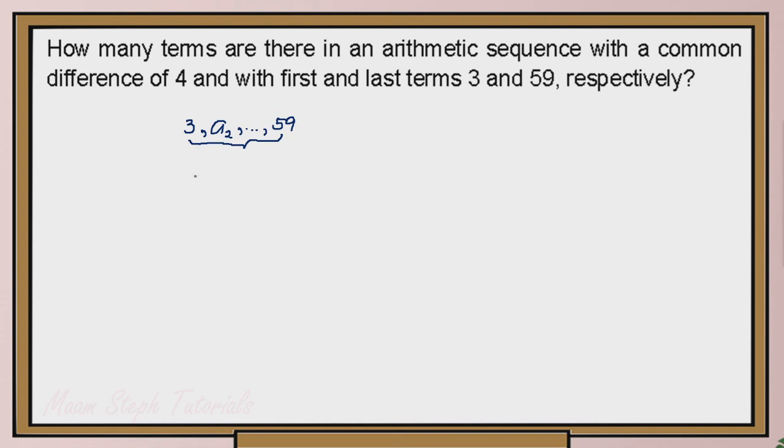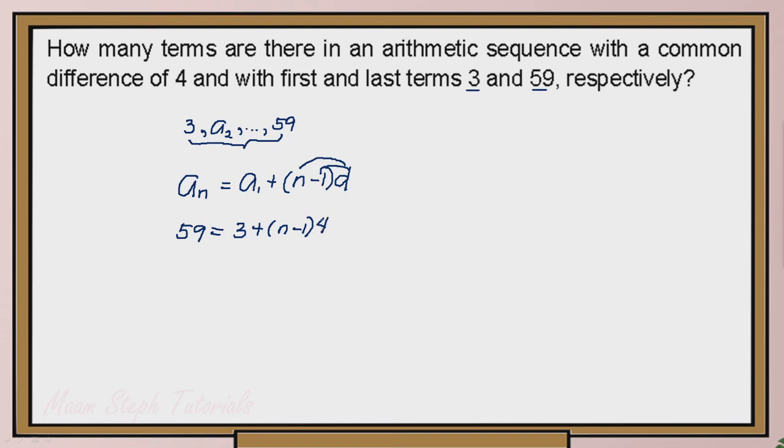So we have the formula an equals a1 plus n minus 1 times the common difference. So, yung an dito, this stands for the last term. And then, yung hahanapin natin ay yung n, kung ilan ang terms na napapaloob dito. An is 59. So, yun yung last term natin. And then, equal to the first term which is 3, given din sa problem. Tapos, plus, yung n natin is unknown, minus 1, times yung common difference natin ay 4.